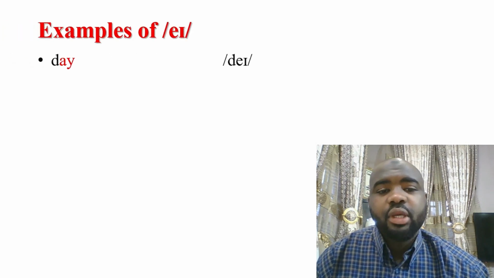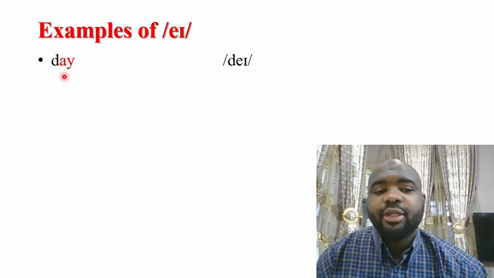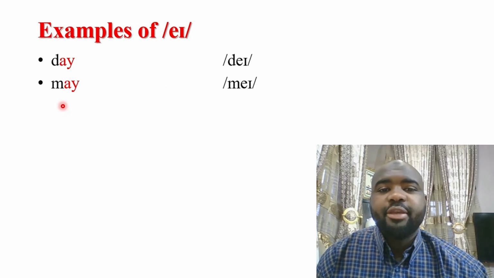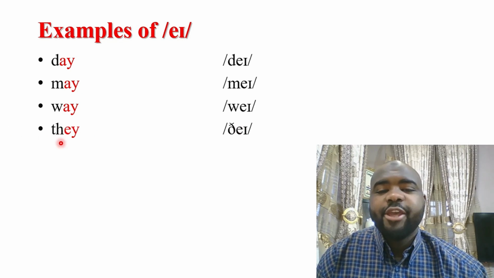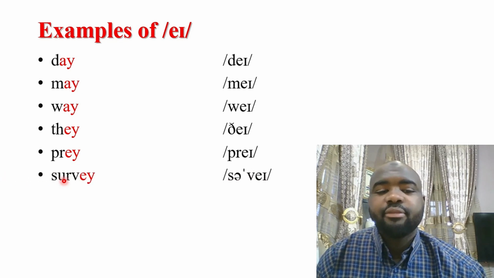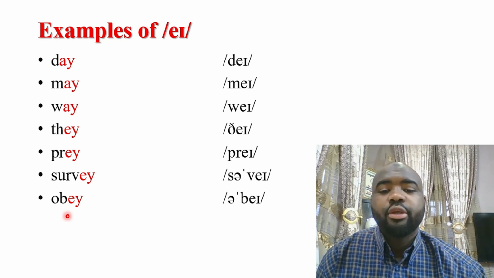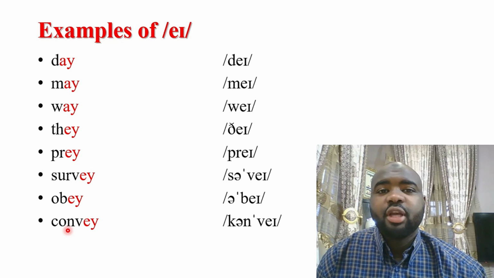Let's have the examples. The first category is diphthong A, E, A sound, as in day, may, way, they, pray, survey. Not survey. Obey. Not obey. Convey, not convey.